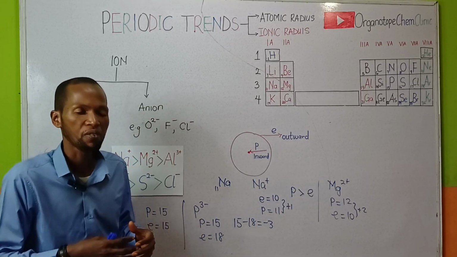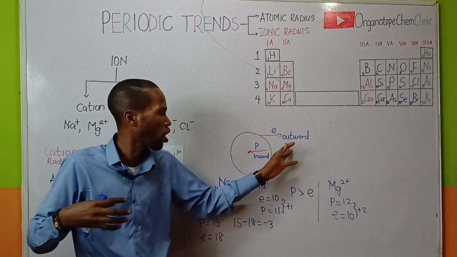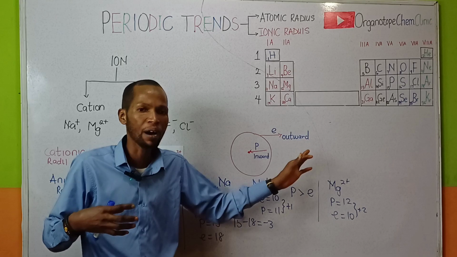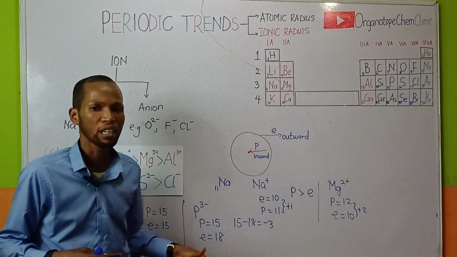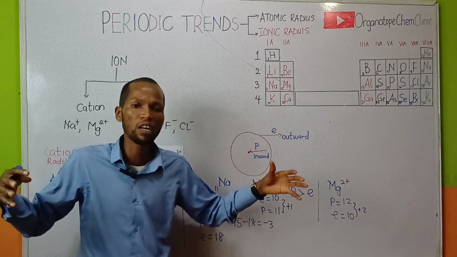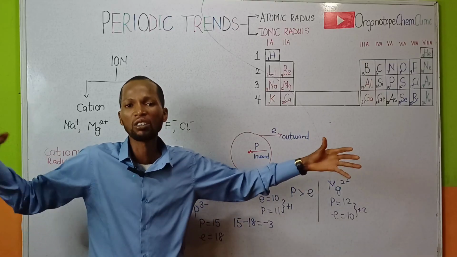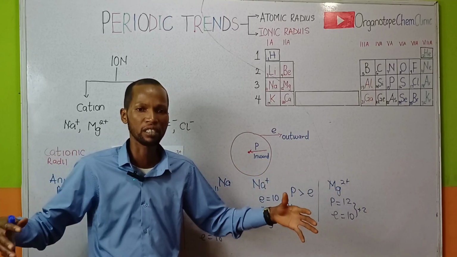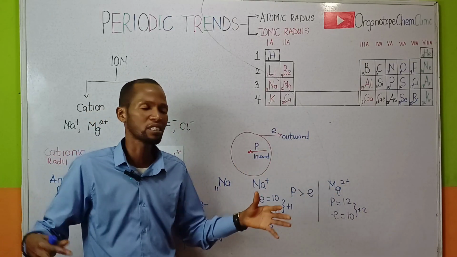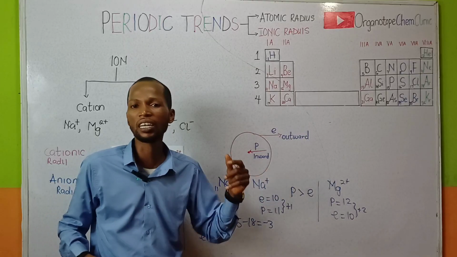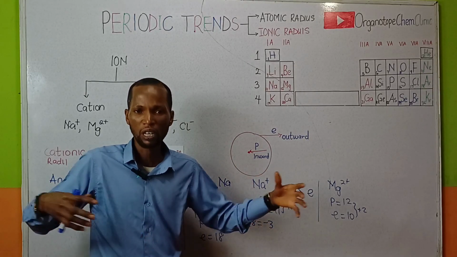Okay, so the electron number is greater than the proton number. Thereby, we have a pull outward since the electron number is greater than the proton number. So a pull outward causes the atomic shell to expand and increase. When the atomic shell expands, it causes the ionic radius to increase.